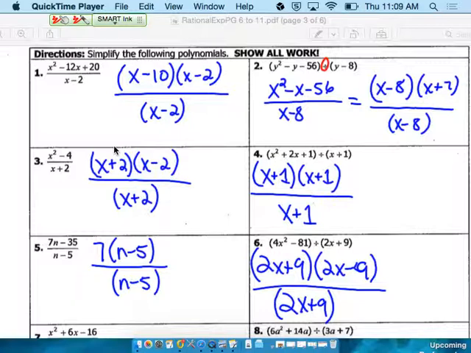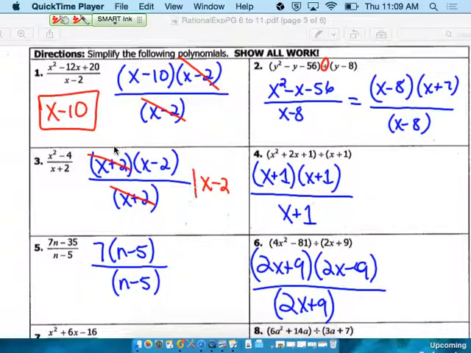So once you get each piece factored, then you look for common factors top to bottom. And you just simply divide away the common factor, and the piece left standing becomes the simplified answer. So this will be the simplified answer. In number 3, x plus 2 is common to each, so x minus 2 becomes the simplified expression. And in number 5, it was just a GCF factoring, but then what remains is just the 7.